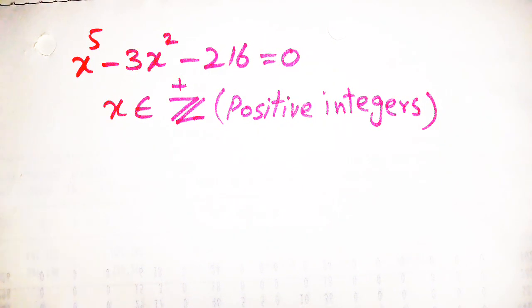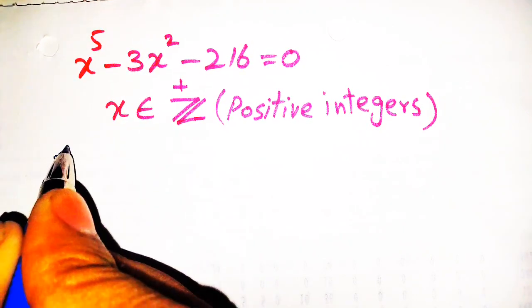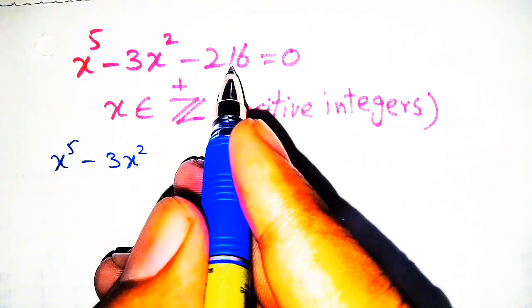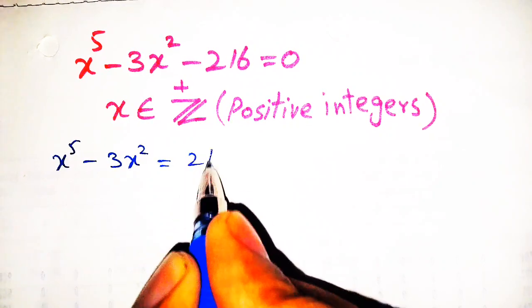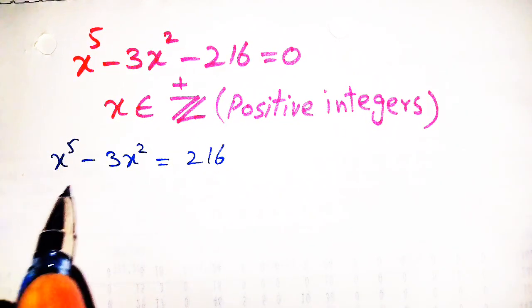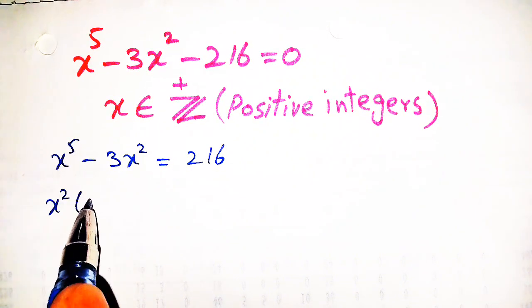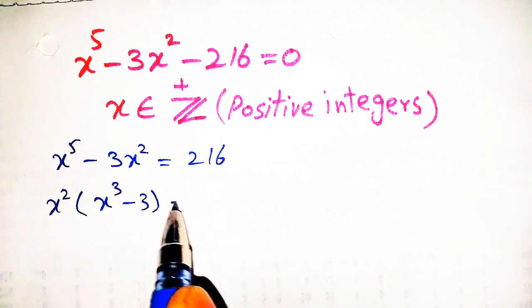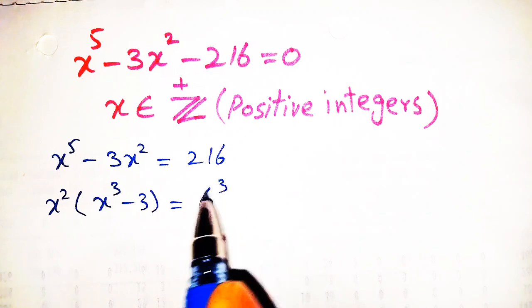For this we will first rewrite the given equation as x raised to power 5 minus 3x square. This minus 216 can be taken towards the right hand side and we will get 216 from here. Now from these two terms we can take x square common and we will get x cube minus 3 here, which is equal to 216, which can be written as 6 raised to power 3.